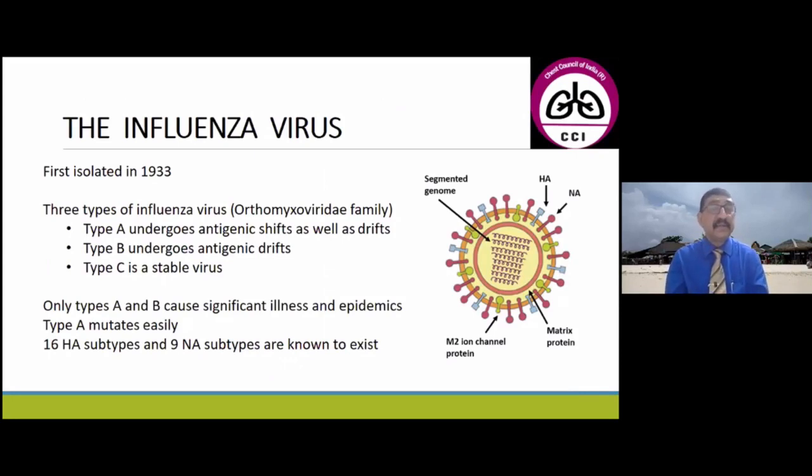There are 3 types of influenza viruses: type A, type B, and type C. Out of these three, type B undergoes antigenic drift, and type C is a stable virus. Only type A and type B cause significant illness and epidemics. Type A mutates easily. 16 HA subtypes and 9 NA subtypes are known to exist.